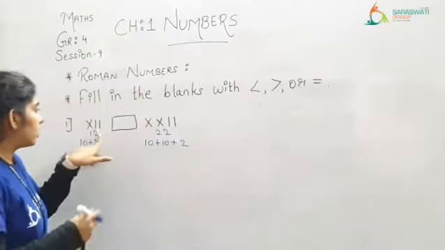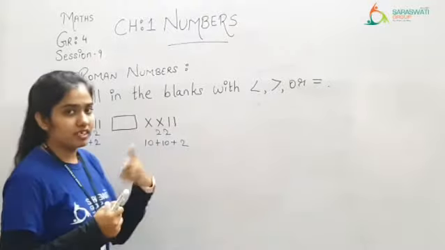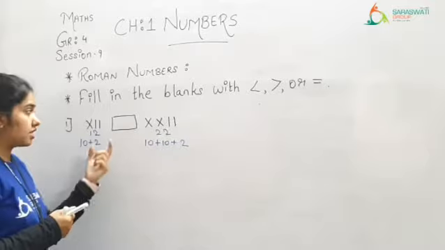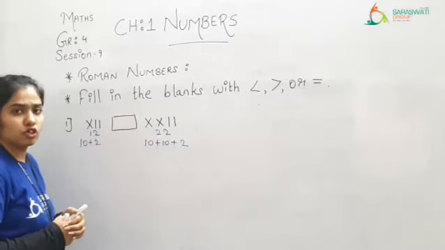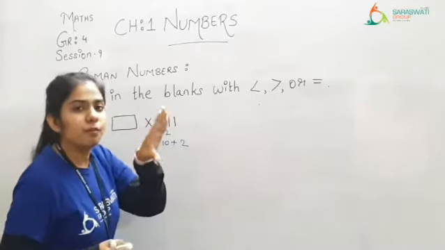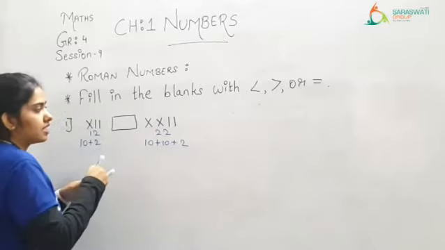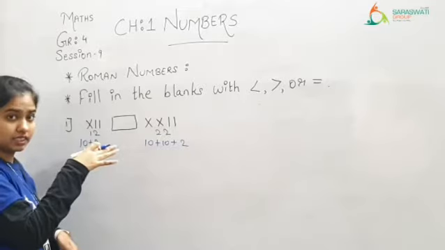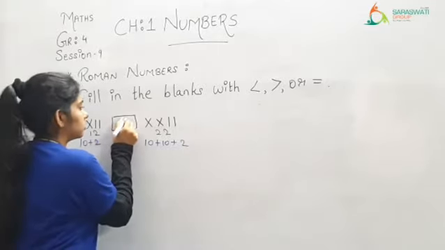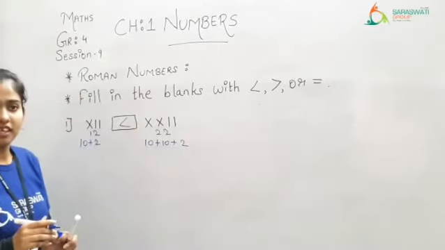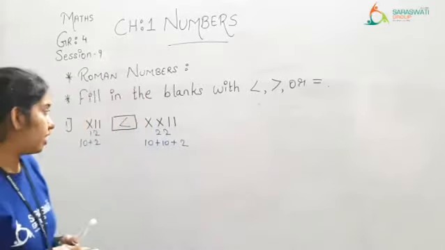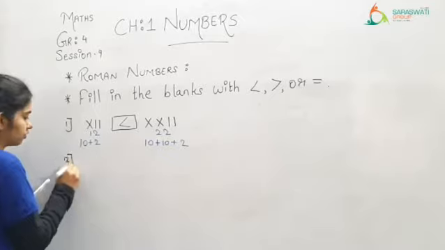So over here we get the numbers 12 and 22. Now you will be able to compare, which number is greater: 22 is bigger than 12. So we are going to open the mouth on the side of 22. Like this way. Now next one, let's see example number 2.